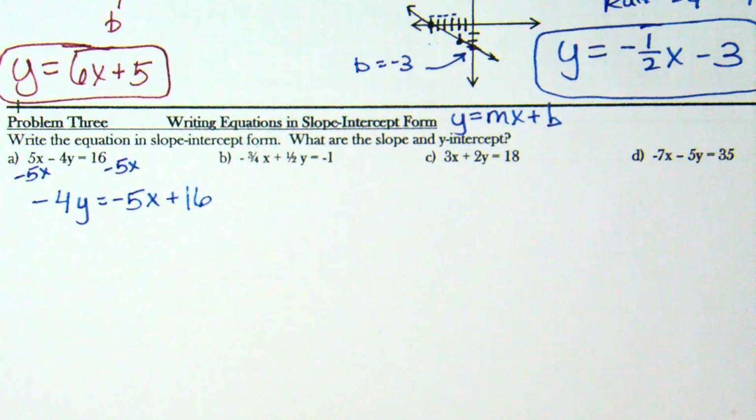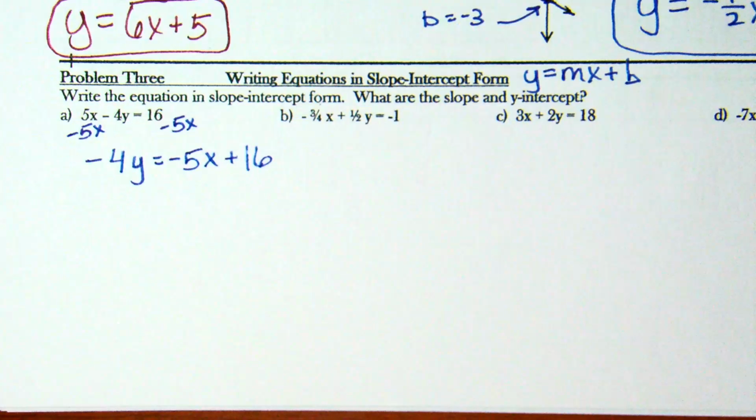Now we're ready to divide. And so we'll divide by negative 4. If I divide the left, we're going to divide the right by negative 4. We're going to divide everything by negative 4.